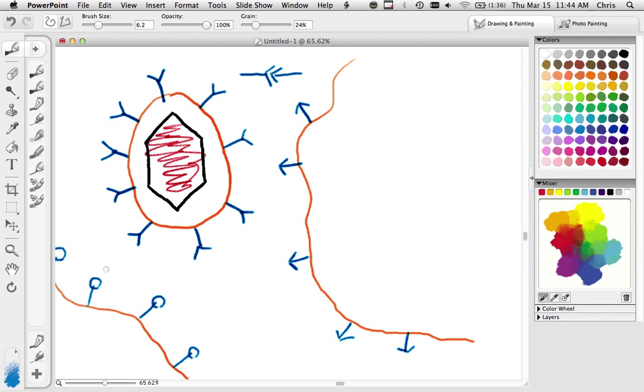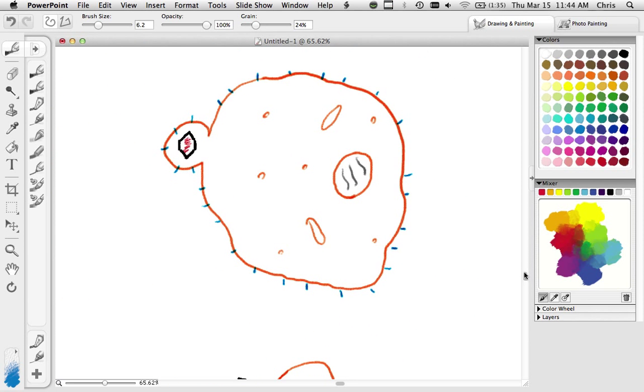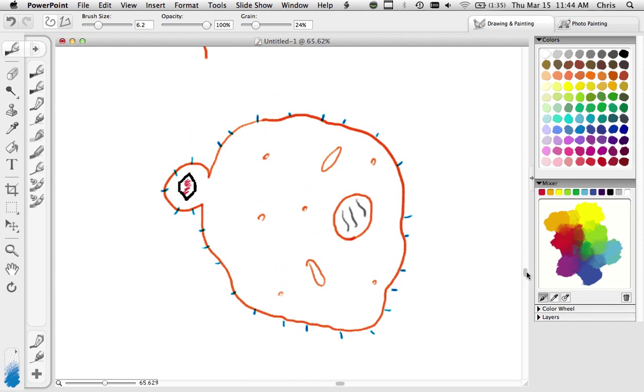Whereas over here, this virus protein is not going to match up very well with that circle on top of this cell's protein. So that's why viruses infect certain cells and not others. Okay, so if the proteins on the surface of the virus and the cell actually match up, this is what happens.